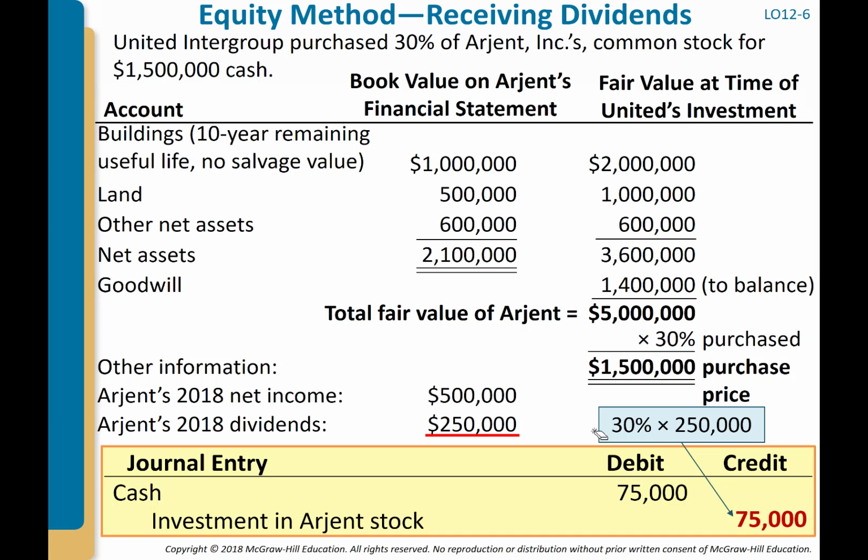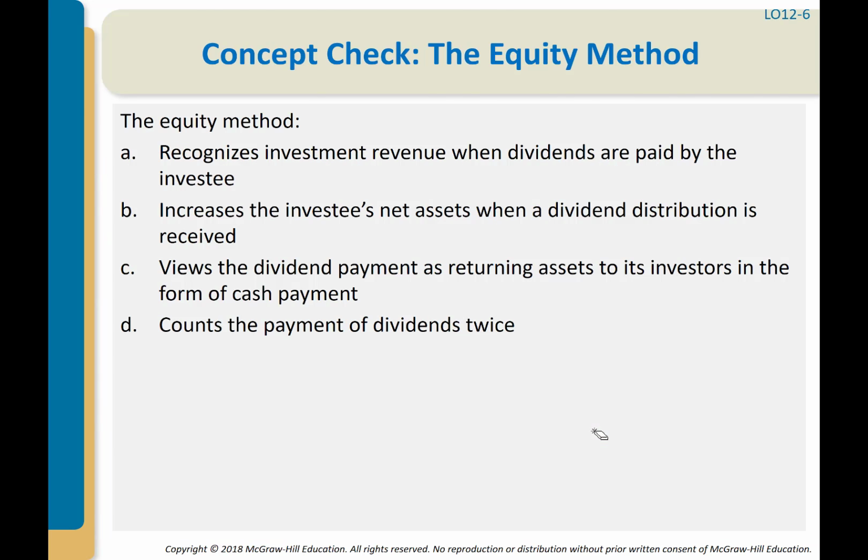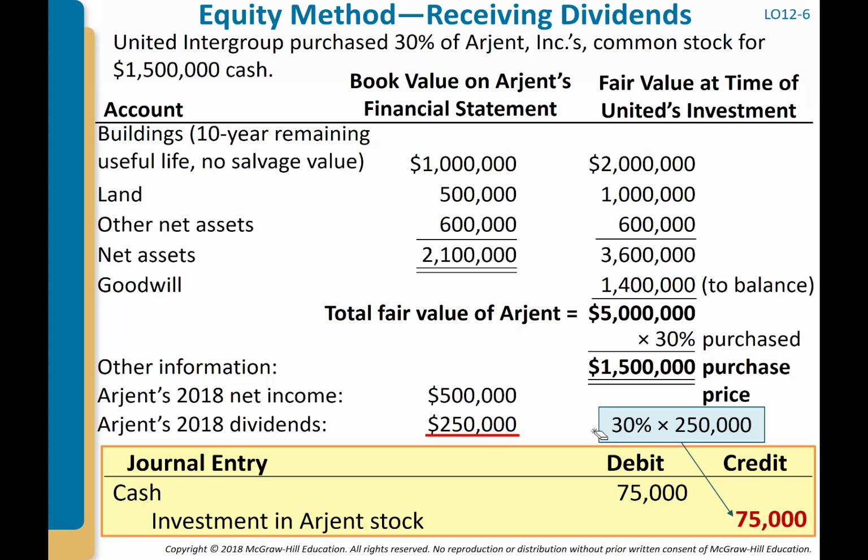When we're in the equity method, our investment revenue is our share of the entity's net income. The dividend is like a cash out, isn't it? Okay. Question? Okay, good. Now, before we go to that concept check, where's the goodwill?